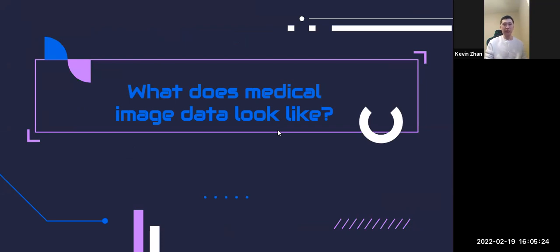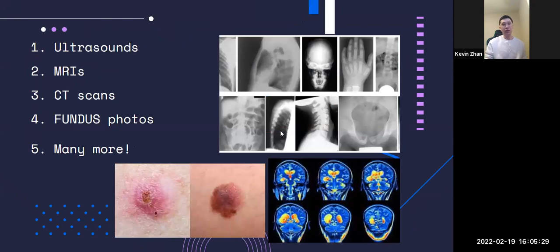So what exactly does medical image data look like? Medical image data can be basically anything from medical equipment. From an MRI machine, you get MRI scans. From X-rays, we have ultrasounds. All of these count as medical imaging. Not just that, there are many other types of medical imaging, such as fundus photos, which is when you take a little camera and take a picture of the retina or the eyeball through the pupil. And there are many more, such as this skin cancer image.